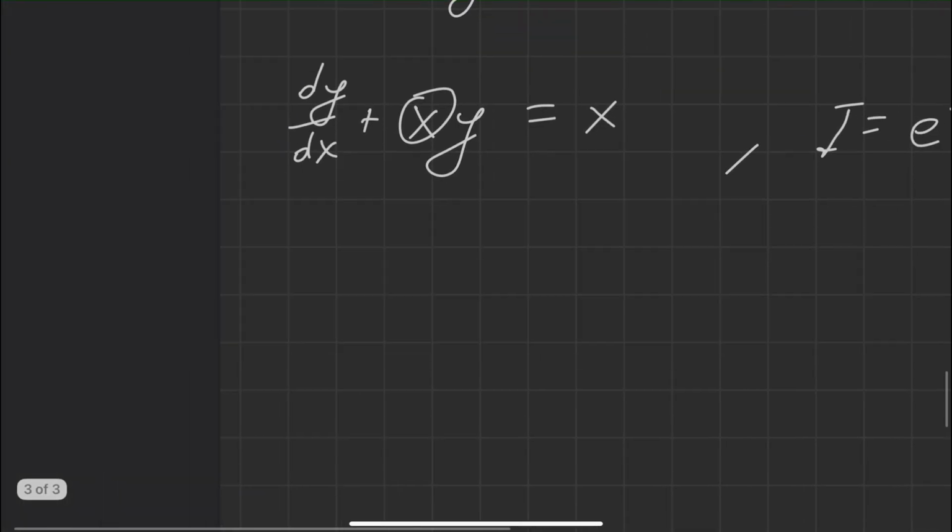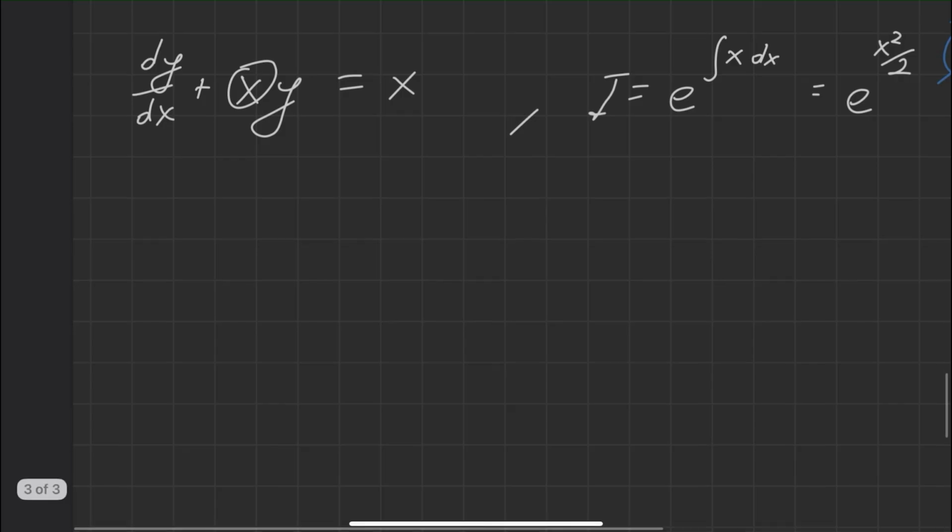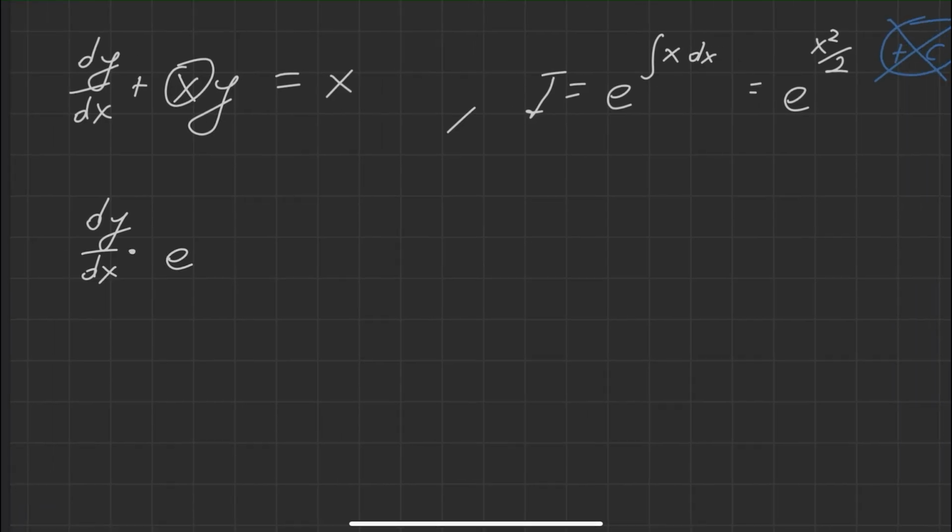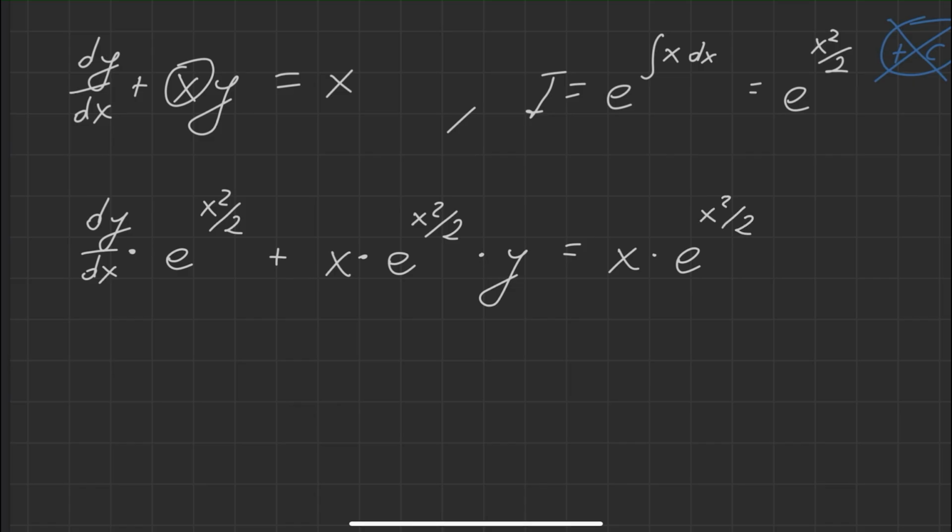So we have actually derived a form that looks in the following way. dy dx times this integrating factor, e to the power of x squared by 2, plus this x times e to the power of x squared divided by 2 times y is equal to x. Now that we have multiplied both sides by e to the power of x squared by 2, so x e to the power of x squared divided by 2. And this is our expression.